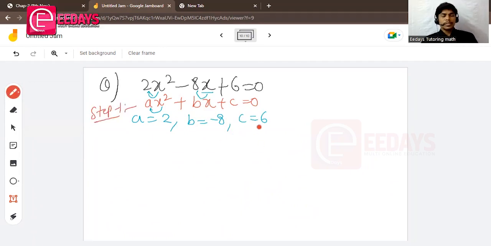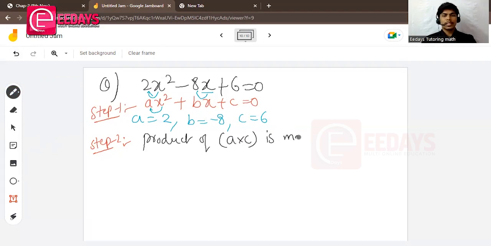First step, and next step is step 2. Step 2, you need to... okay, not multiply. Product of A into C is matched or equal to B. What is this A into C?